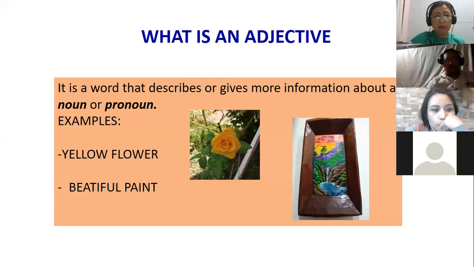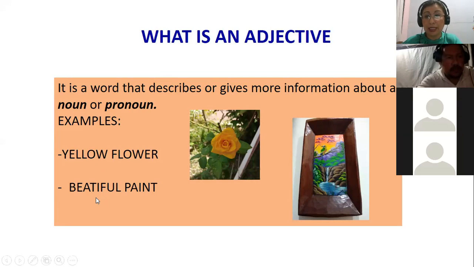And if you see, it's pretty different from Spanish, because in Spanish we say flor amarilla, or cuadro hermoso, but in English it's completely different. And we write first the color or the adjective. Yellow is a color, but also is an adjective. Beautiful is an adjective that describes paint. Ok, entonces primero va el adjetivo en inglés y luego va lo que sería el noun que describe ese adjetivo, ¿verdad? Ok, very good.